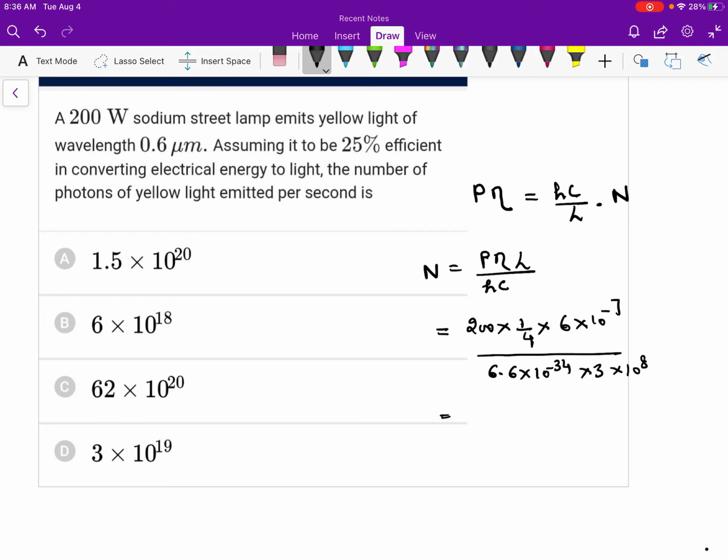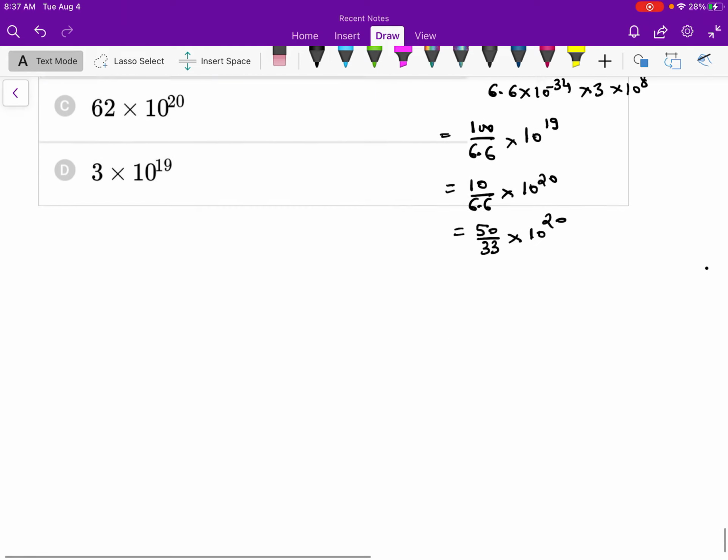So 6.63, so 3 4s are 12, so 6 2, so 100 upon 6.6, and 10 to the power minus 7, 10 to the power 8, 10 to the power minus 15, so 10 to the power 19. Okay, so this is 10 upon 6.6 into 10 to the power 20, so that is 100 upon 66, that is 50/33 into 10 to the power 20, so this is 1.5 into 10 to the power 20. So A is the correct option.